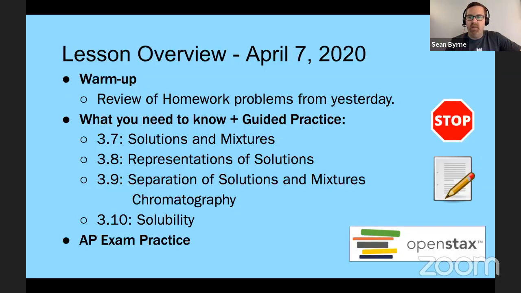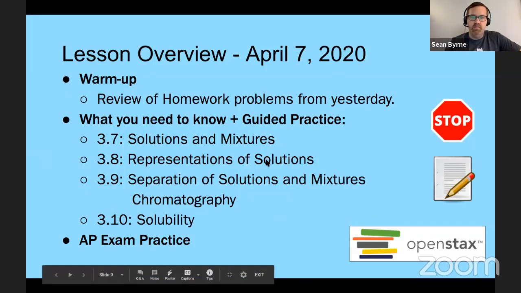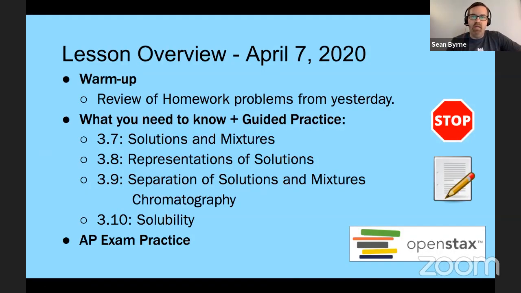It'd be a great time to stop right now, pull out your textbook, look up any of these vocabulary words here: solutions, mixtures, chromatography, solubility. Any of those things would appear in your chemistry book as well. You can read up on them and then look at some of our explanations about how they would be applicable on the AP test.